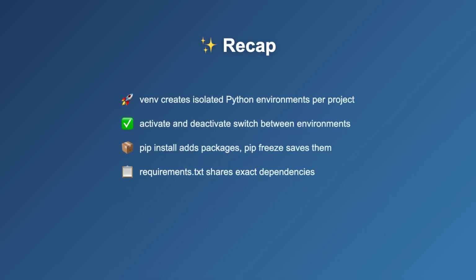Let us recap virtual environments. venv isolates packages per project. Pip freeze saves exact versions to requirements.txt. Always use a venv for real projects.